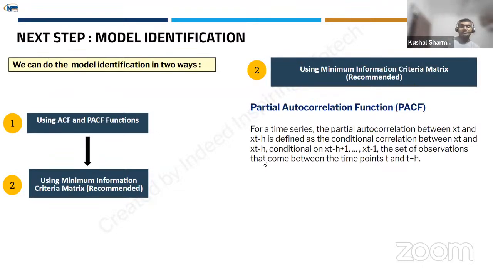Now, PACF, that is the partial autocorrelation function. For a time series, the partial autocorrelation between xt and xt minus h is defined as the conditional correlation between xt and xt minus h, conditional on xt minus h plus 1 till xt minus 1, the set of observations that come between the time points t and t minus h. That is called partial autocorrelation.